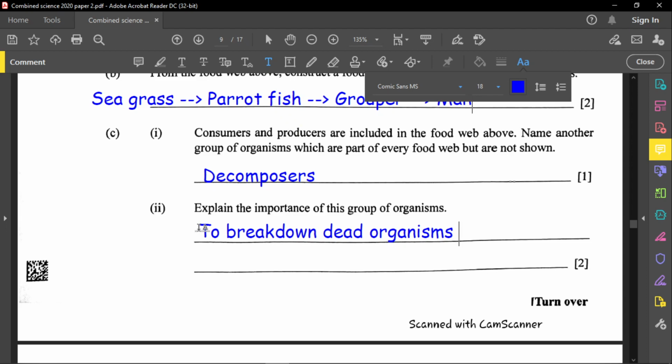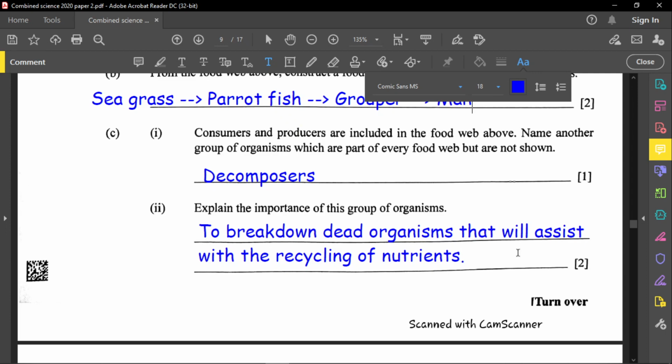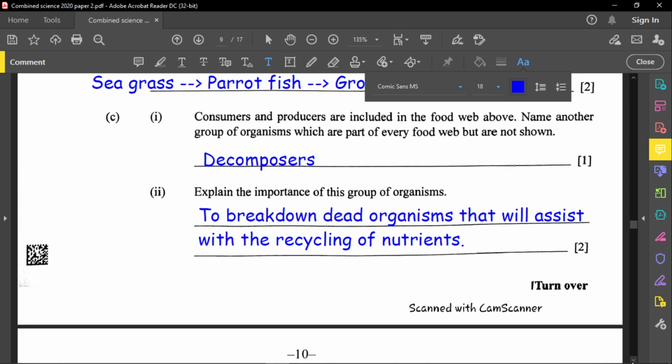Okay. And the reason why they break down dead organisms is that this will contribute to the recycling of nutrients. That will assist with the recycling of nutrients in the environment. Right, they're very important. All right.